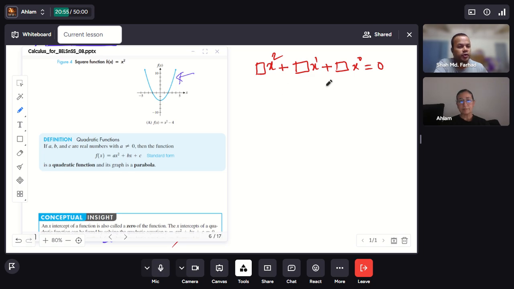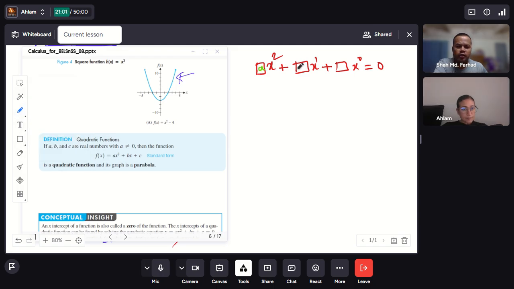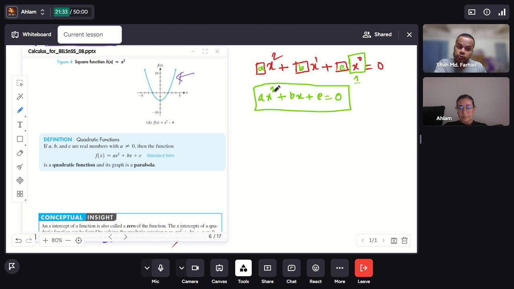That is the standard form of the quadratic equation. For better understanding, we put a here, b here, c here, and the power of x is 0, so that value equals 1. That's why we write this as ax squared plus bx plus c equals 0. Now, how many solutions will there be for x? That will be 2, because the maximum power of x is 2, right?